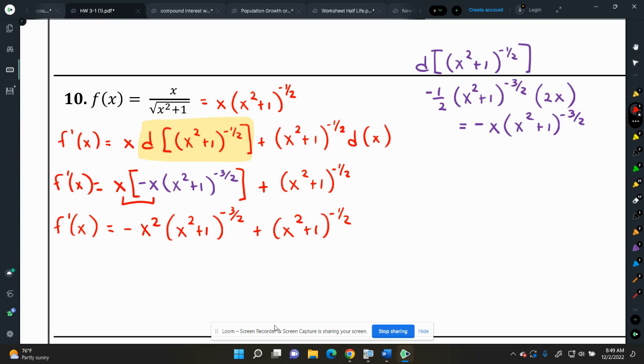Are we ready for 11? Negative x in the brackets. This negative x right here, where did I get that? Up here, right? I did negative 1/2 times 2x, which gives me negative x. Okay.